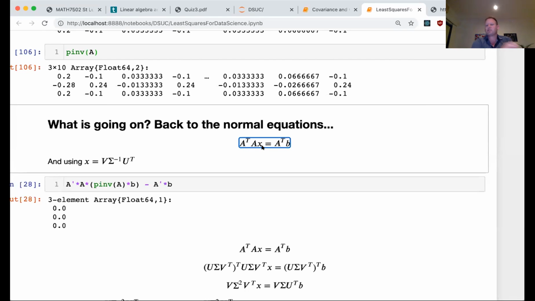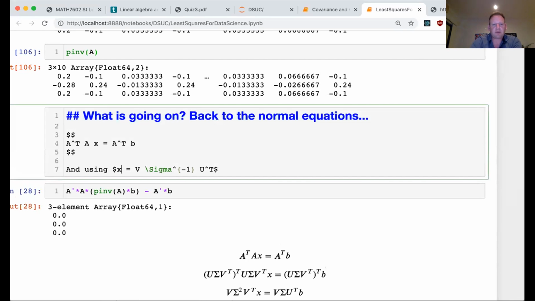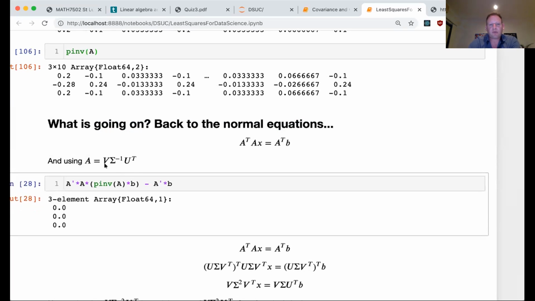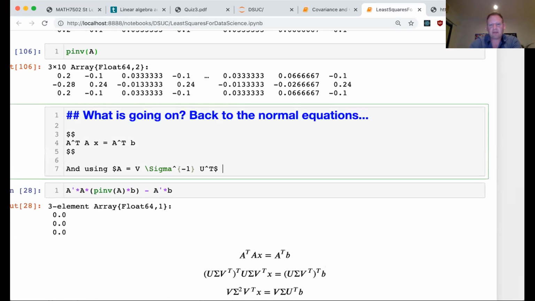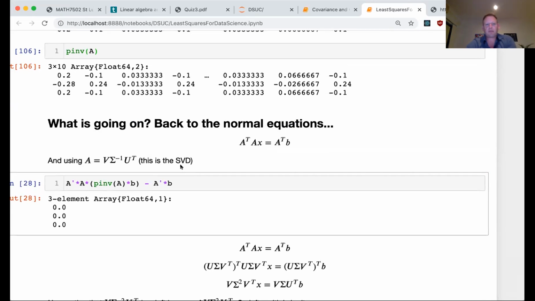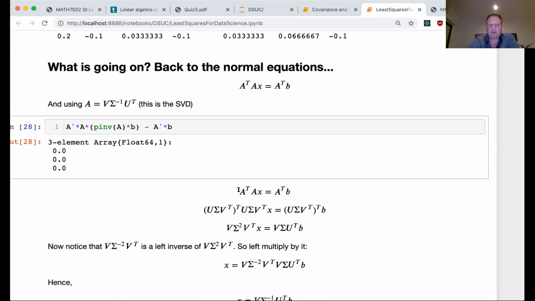Now, these normal equations don't require A transposed A to be invertible, meaning they don't require A to be a matrix with a 0 null space. If you go to the normal equations and replace A with its SVD, this is the SVD. So I'm going to the normal equations, replacing A with the SVD.